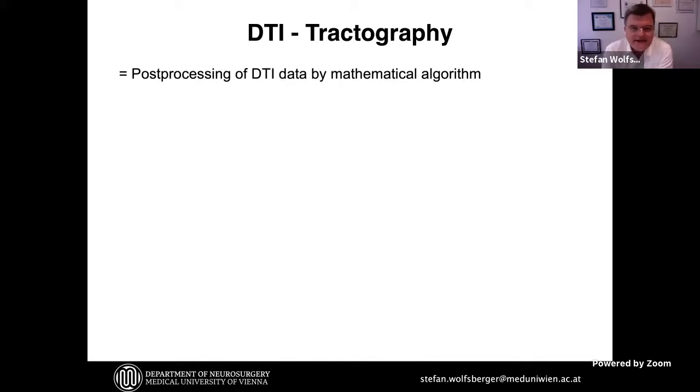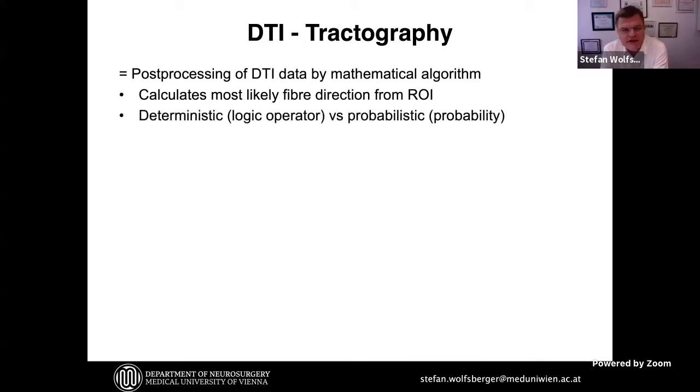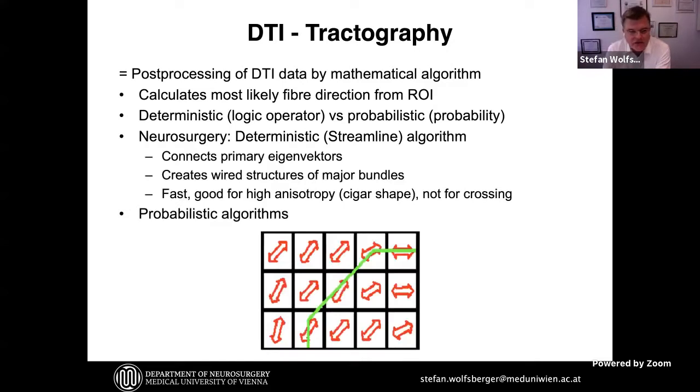Then for us, doing DTI-Tractography and trying to recalculate the fibers in the living brain, we post-process this data with a mathematical algorithm. What we do is try to find the most likely fiber direction from one region of interest, as you all know. So we set the box somewhere, and from there we try to calculate fiber directions. We usually use deterministic fiber tractography, which is called the streamline algorithm. That's what it looks like.